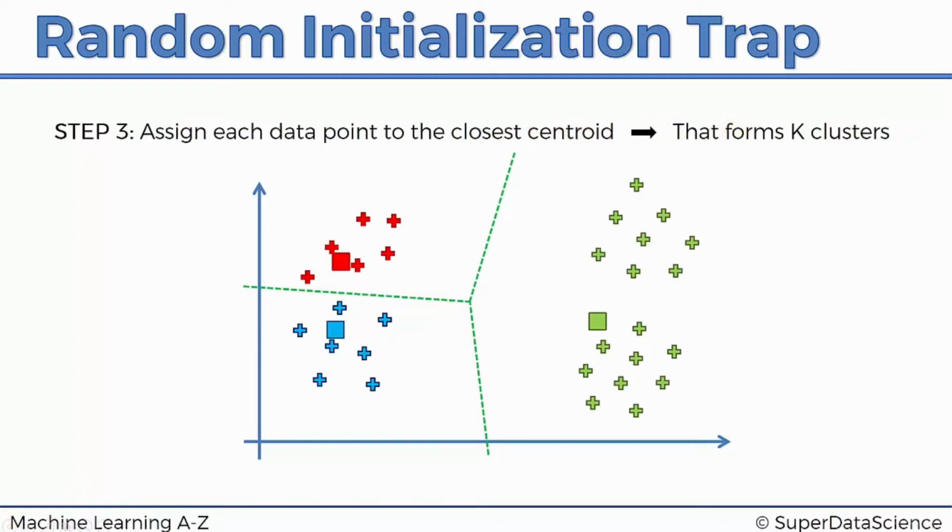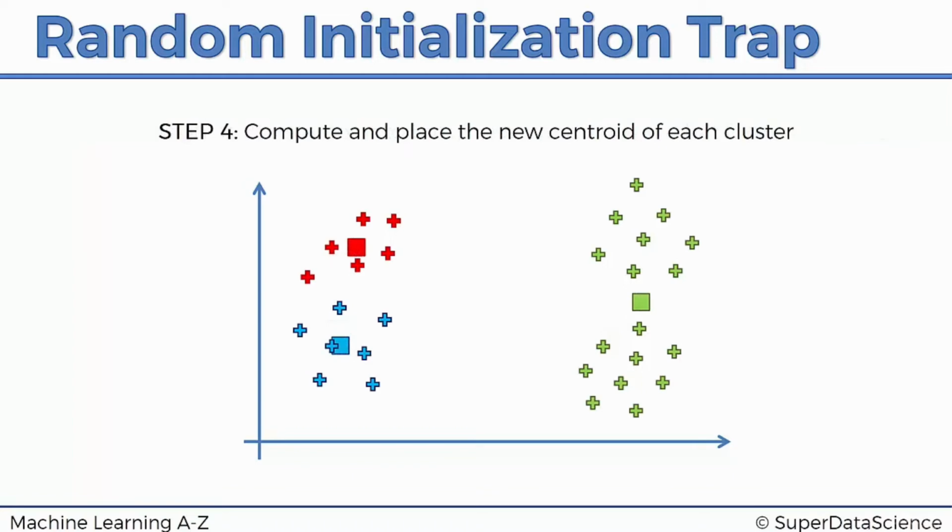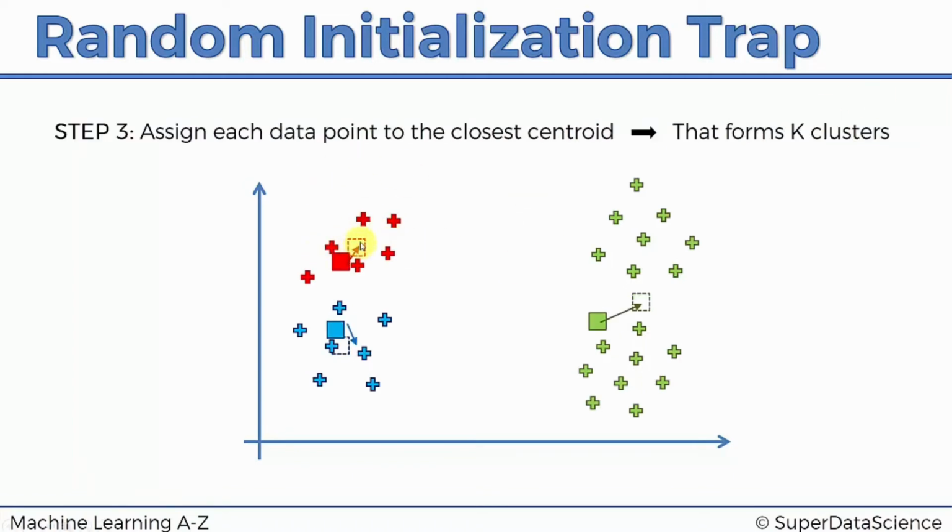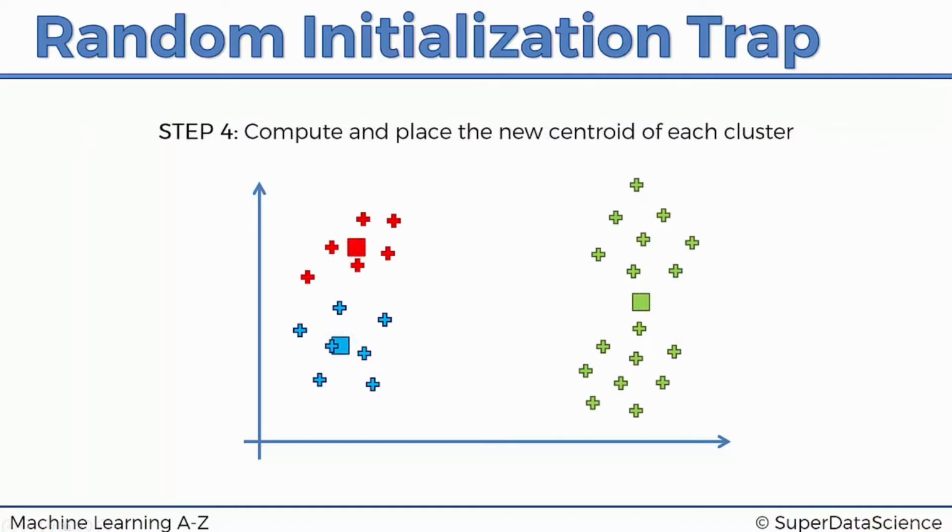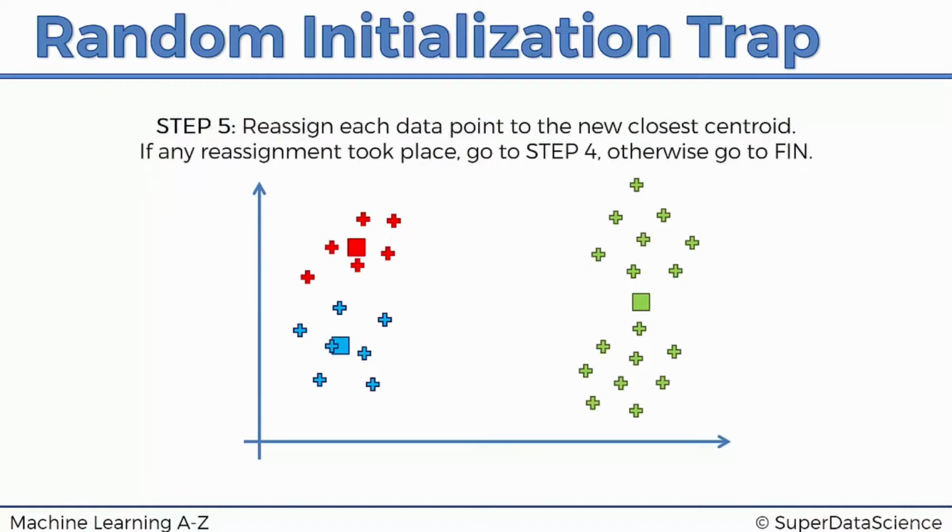That's great. Now we're going to move on to step 4, and we're going to move these clusters. So we're going to recalculate, compute, and place the new centroids for each cluster. So there we can see that that is probably the center of mass for the red points, that's the one for blue points, that's the one for green points. So we move our centroids to the new locations, and now we're going to perform step 5. We're going to reassign each data point to the new closest centroid.